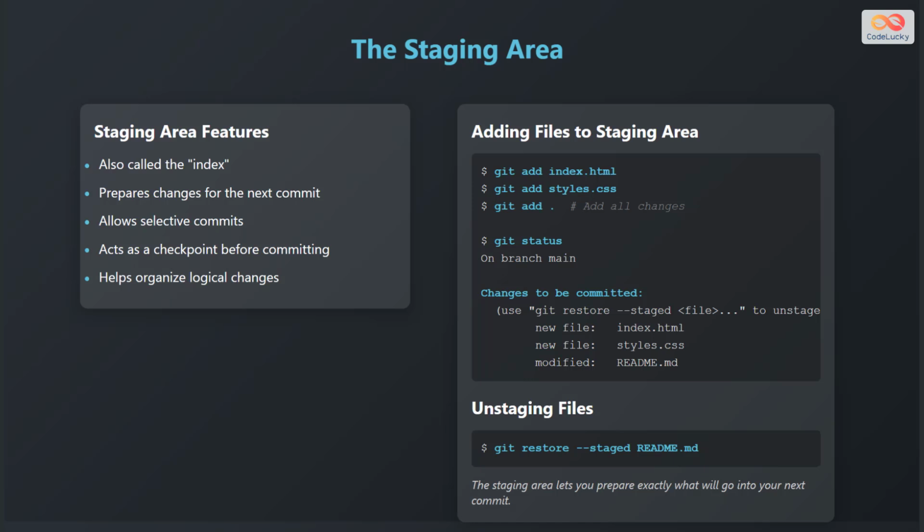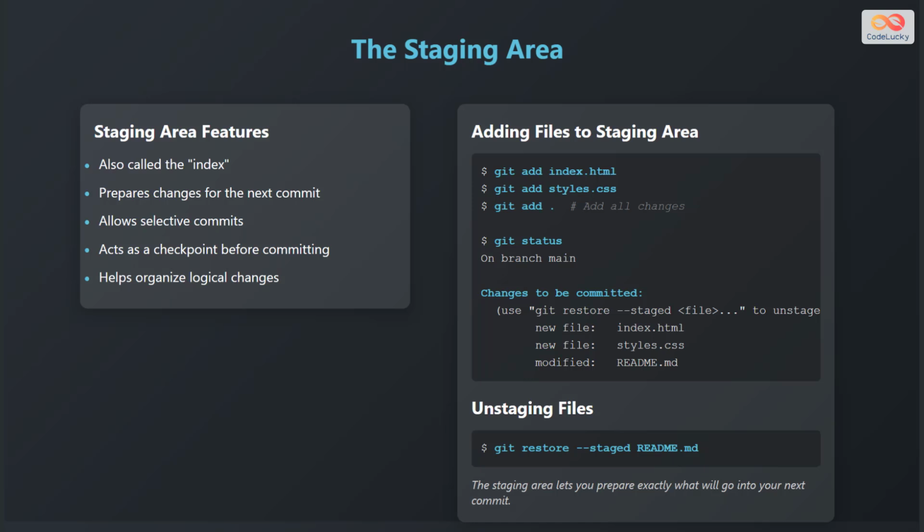The staging area, also known as the index, is where you prepare changes for the next commit. It allows you to select specific changes that you want to include in a commit, providing a way to create focused and organized commits. It acts as a checkpoint before committing, ensuring that you only commit the intended changes. This helps in organizing logical changes into meaningful commits.